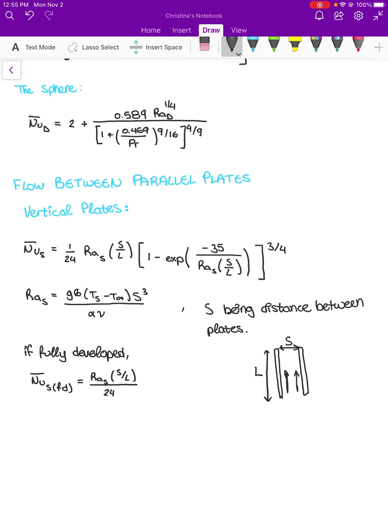Note that in the chapter, there are many more correlations for fully developed flow, and they depend on the boundary conditions on the plates, meaning if they are isothermal or if they have constant heat flux or a combination of the two. I won't go over these here for the sake of brevity.